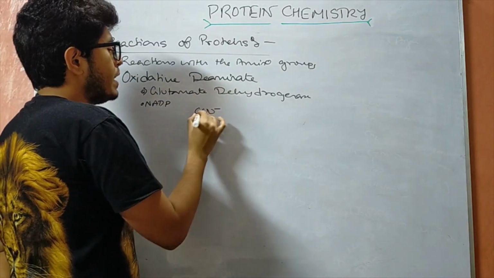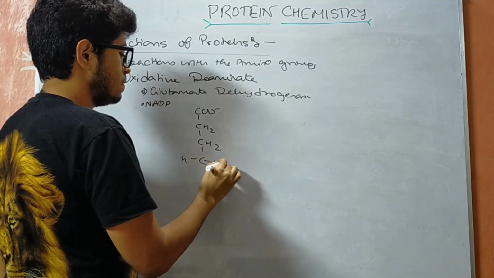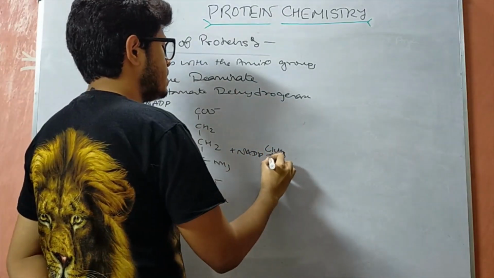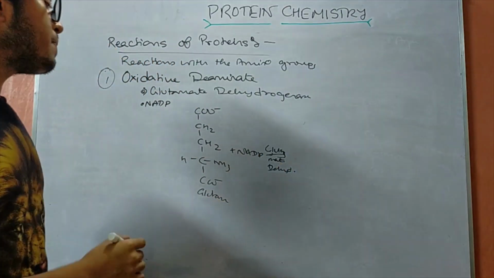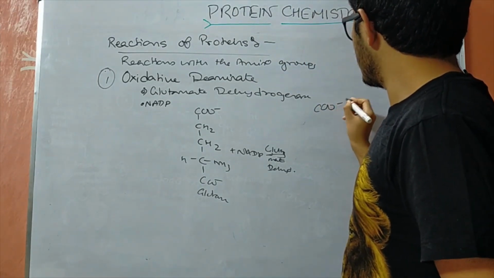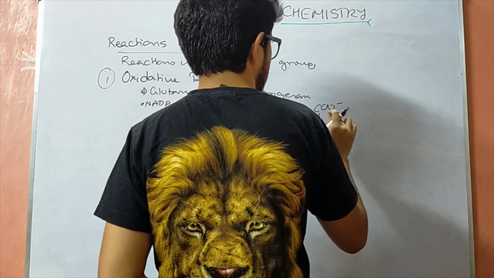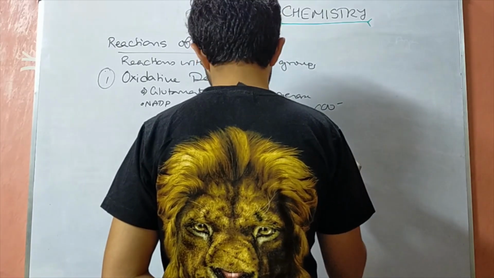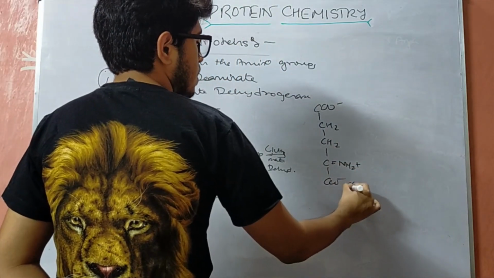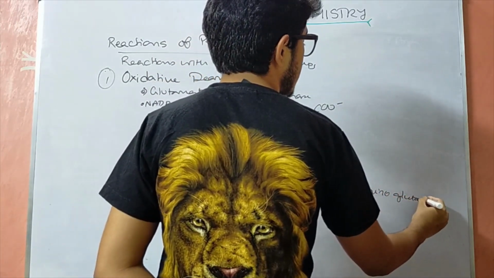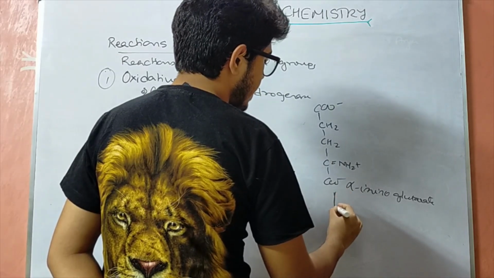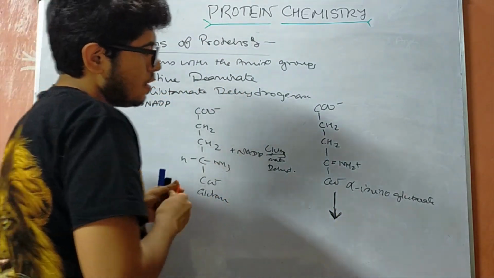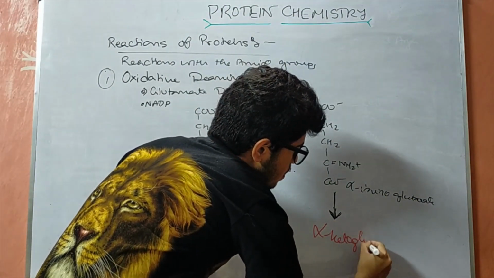Here we will see that glutamate dehydrogenase will lead to the formation of a product initially, alpha aminoglutarate, and finally this will give rise to alpha ketoglutarate.